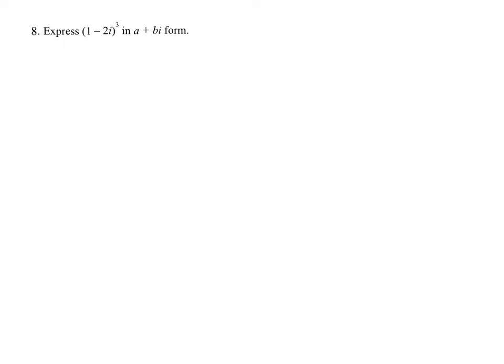Okay, so number 8 asks us to take this expression and express it in a plus bi form. All right, now, we know when something is cubed, it means that there's 3 of them. So let's take it and write it out 3 times. You're only going to multiply 2 of the parentheses together first, and then you'll take that answer and multiply it by the third. So it's up to you. I mean, you could multiply these 2 together first. You can multiply these 2 together first. It totally doesn't matter. I'm going to multiply these last 2 together.